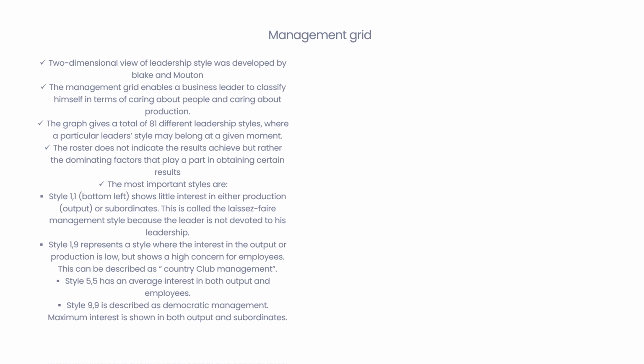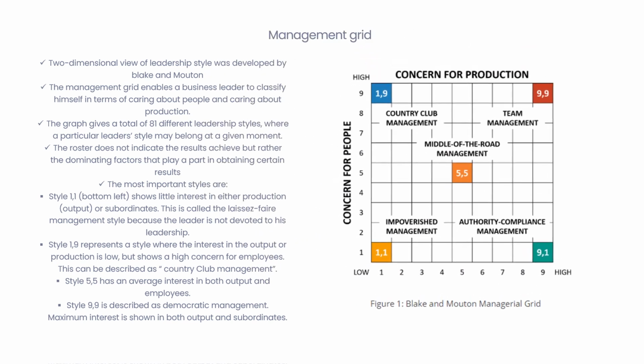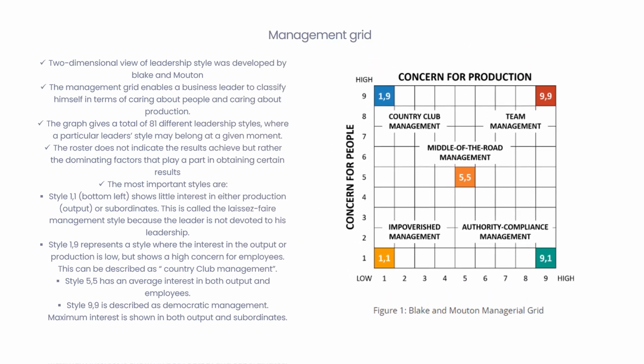Let's see the graph. This is the table where we have the management grid. If we start with 1-1, horizontally we have concern for production, vertically we have concern for people. So with 1-1, that means there is no concern for people, there is no concern for production. In this case, the management is poor, because no one is concerned about people and no one is concerned about production.